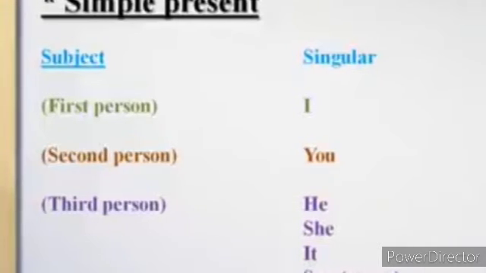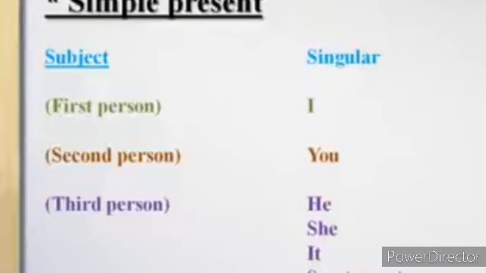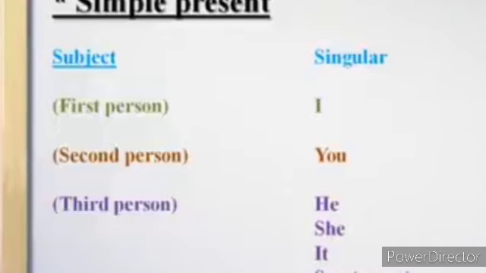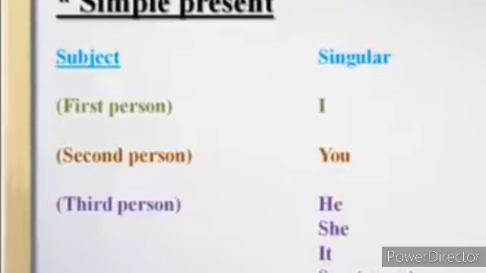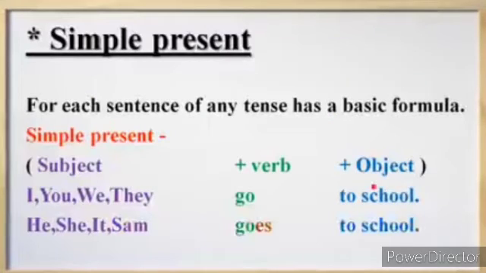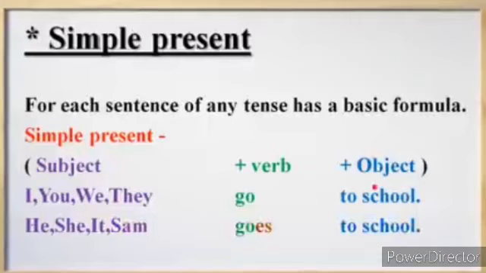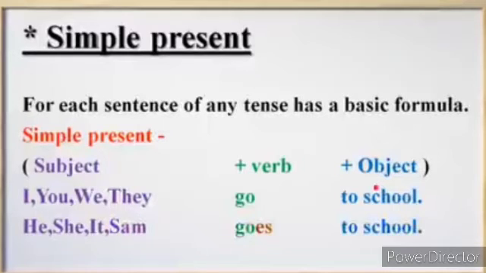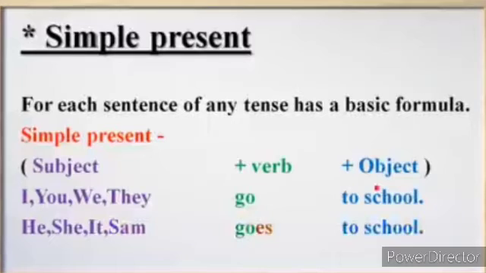Subject: first person, second person, third person. You can see the singular and plural of these. Of first person, I will be there, and we will be there in plural. Each sentence of any tense has a basic formula. Means in simple tense we will have a basic formula. What is that formula? Subject can be I, you, we, they, he, she, it and the name of the person.